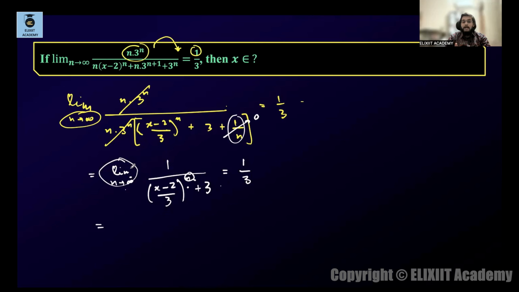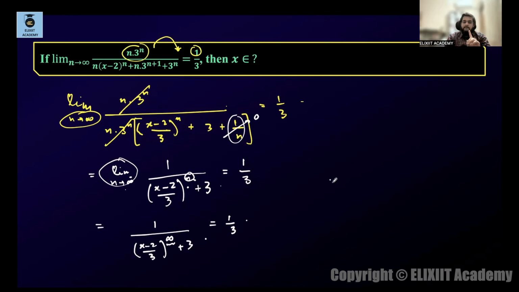Now anything raised to the power of infinity tends to infinity unless we have a proper fraction, or more specifically, we have this quantity. Look at this: 1 upon ((x minus 2) divided by 3) raised to the power of infinity, plus 3. For this quantity on the right hand side to be a finite quantity, meaning 1/3, this quantity has to tend to 0. This quantity will become 0. And here in the power, we are having infinity.